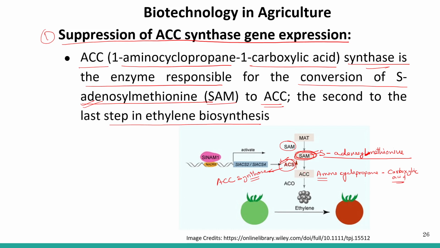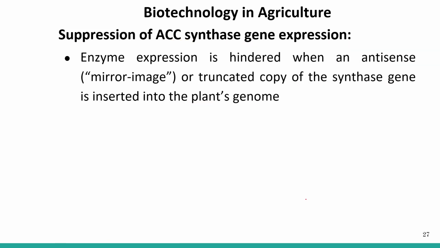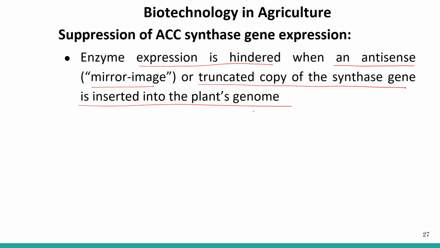Now here you can see ACC is converted to ethylene with the help of an enzyme ACO, that is aminocyclopropane oxidase. Okay, so if this ACC is not formed or the synthesis is blocked in any way, what will happen? The ethylene synthesis will be affected. So enzyme expression is hindered when an antisense, mirror image, or truncated copy of the synthase gene is inserted into the plant genome.